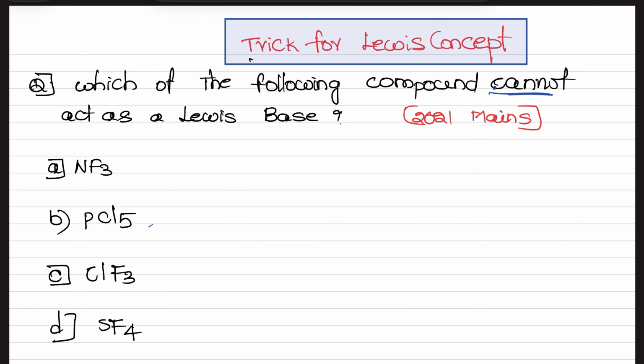Now you can see the following question, which they asked in JEE Mains 2021: which cannot act as a Lewis base? Lewis base in the sense it must have at least one lone pair of electrons, but they are asking about cannot. NF3 has one lone pair, so it is a Lewis base. ClF3 has a lone pair, Lewis base. SF4 has a lone pair, it is a Lewis base. Only the option PCl5 doesn't have a lone pair, so the answer is B.